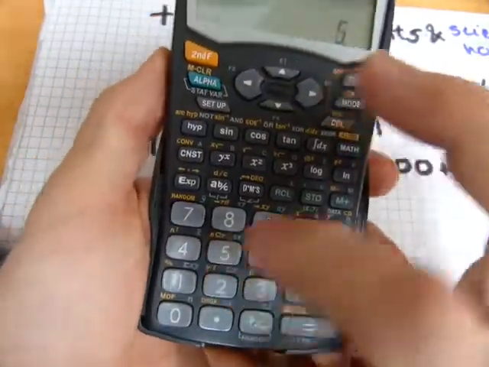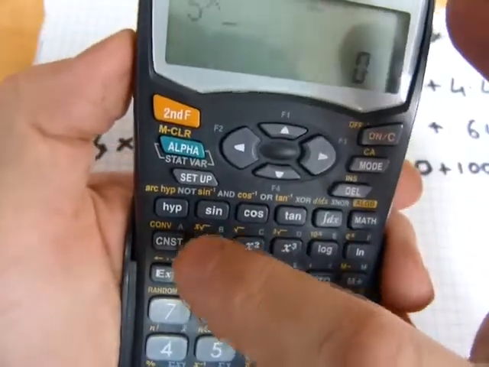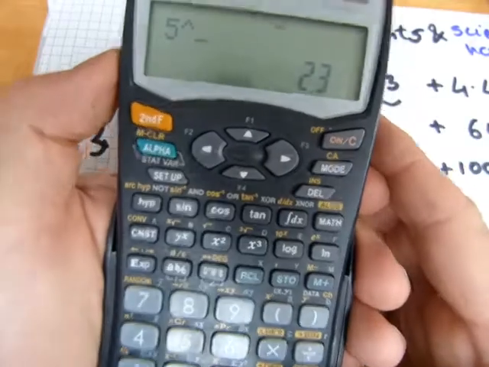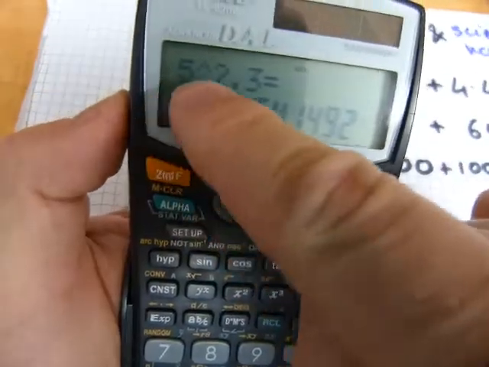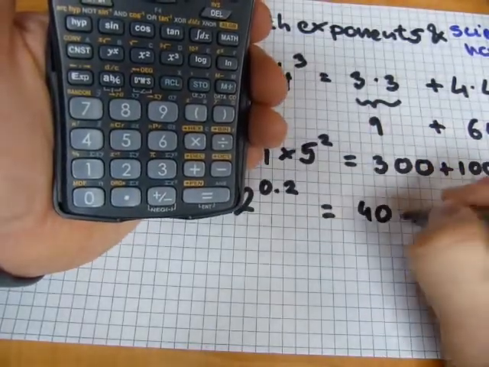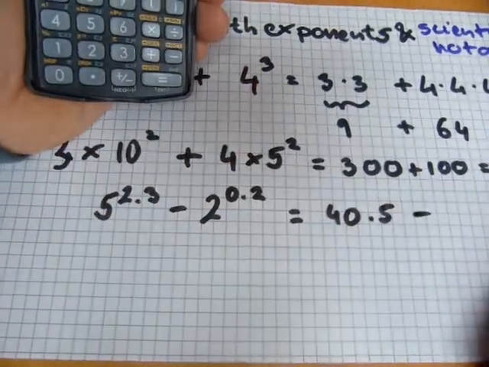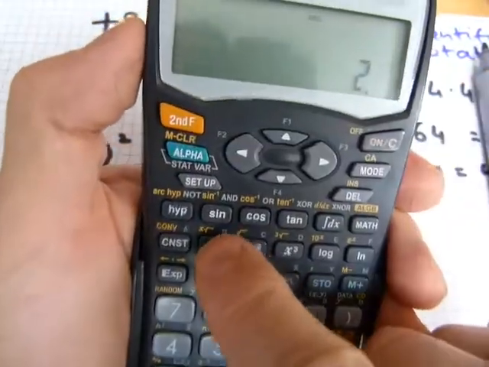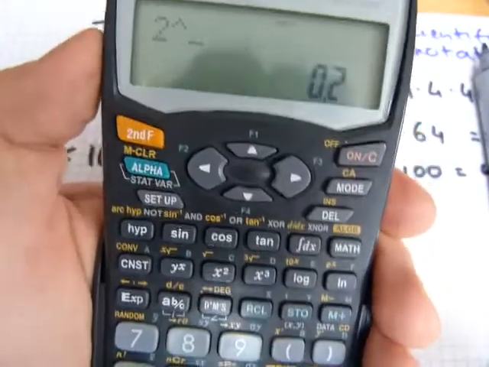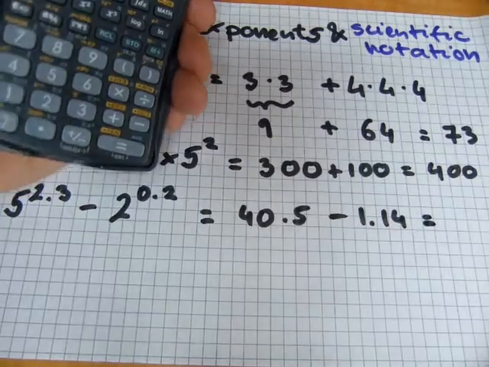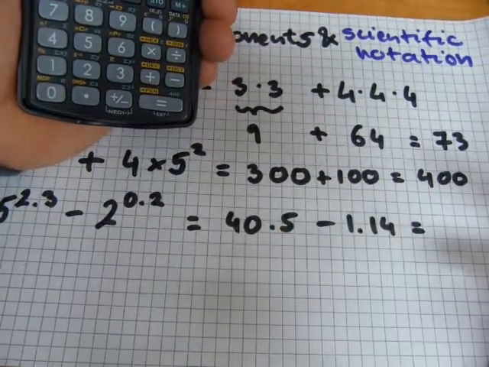So you need to press 5, and then you press this XY button, and then you get that sign on the display, and you enter 2.3 equals. So you have 5 to the power of 2.3, it's 40.5. See, it's more than 25, less than 50. 40.5, and I'm going to ignore the rest of the digits for writing it on the paper, minus 2 to the power of 0.2. Can be calculated the same way. 2, XY button, 0.2, 2 to the power of 0.2 is 1.14. Minus 1.14 equals, so you take away 1.14 from 40.5.